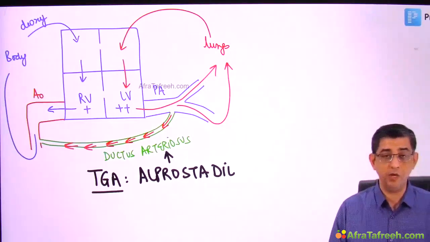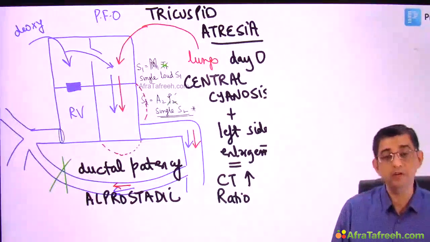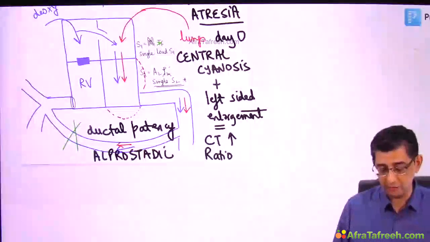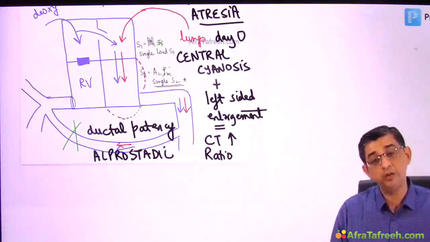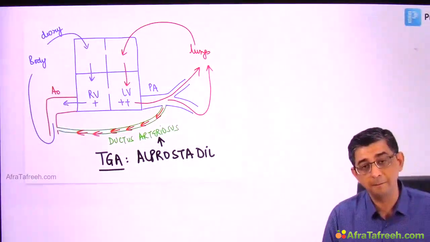Till now, I have taught you alprostadil for tetralogy of Fallot. Alprostadil should also be given to patients who have tricuspid atresia. Why? Because it will maintain ductal patency, so at least blood will continue to go into the lungs, and so is the case with respect to transposition of great arteries as well.